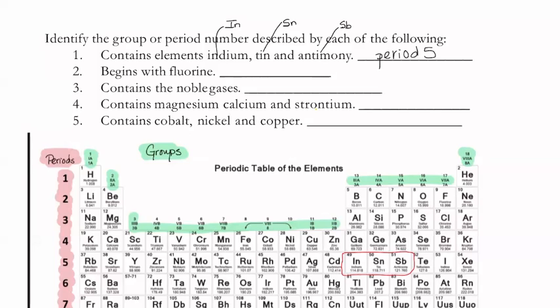Let's look at number 2. It begins with fluorine. The one-letter symbol for fluorine is a capital F. Fluorine is one of those things that students sometimes confuse: the symbol is not FL, that's Florida. So if I say, what is the group or period that begins with fluorine? Great, we are describing group 7A.